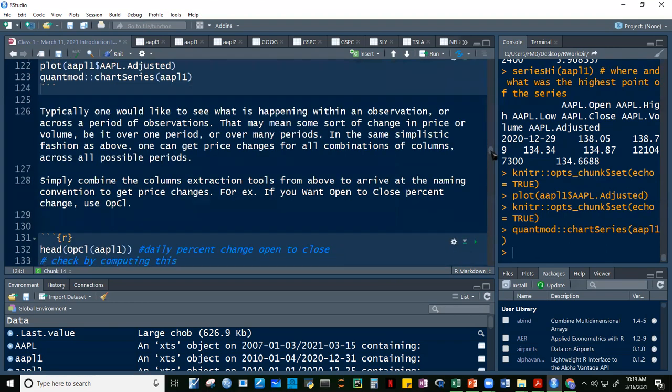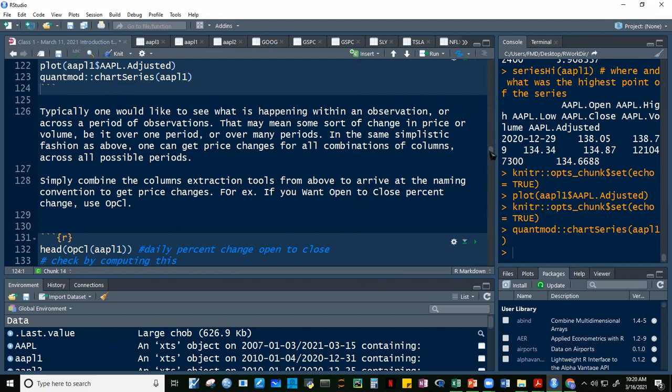Okay, typically one would like to see what's happening within an observation or across a period. That may mean some sort of change in price or volume, be it over one period or over many periods. So in the same simplistic function as above, one can get price changes for all combinations of columns across all possible values, periods. Simply combine, for example, open, close, etc.